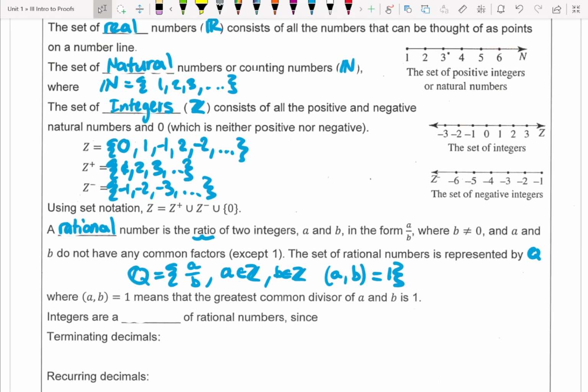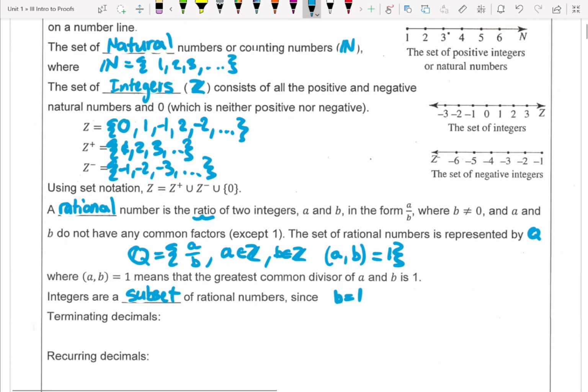Integers are what we call a subset of rational numbers. All of the integers are located in the bigger set of ratios, since that's just the same as letting B equal 1. If we let B equal 1, then all of a sudden integers are just the numerators, and we know that A is an integer, we know that B is an integer, so if we set B equal to 1, then we get the set of all rational numbers.